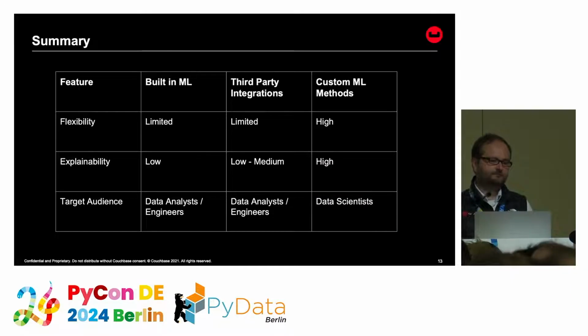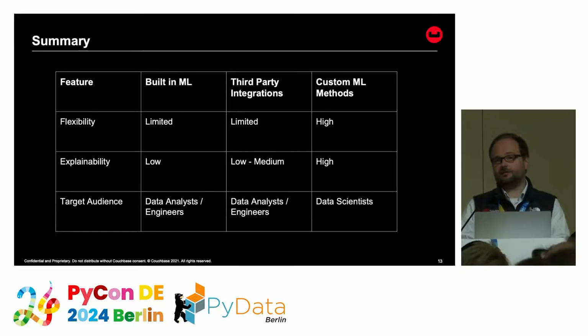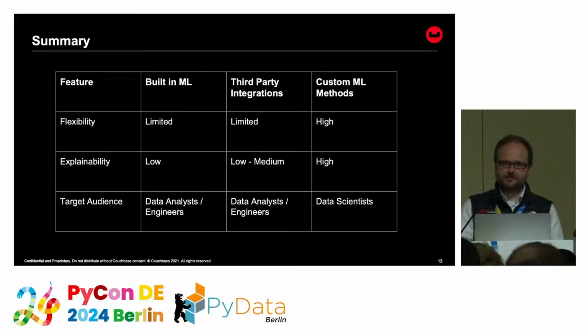So as a summary, flexibility for built-in machine learning is obviously limited. So that's a selected set of different models you can use. Third-party integrations also limited because they also have their own store for similar or different things. Custom ML method, obviously there you have to have complete flexibility. You do whatever you want inside. Explainability, that's a nice expression. That means actually if it makes sense to a human, the results.